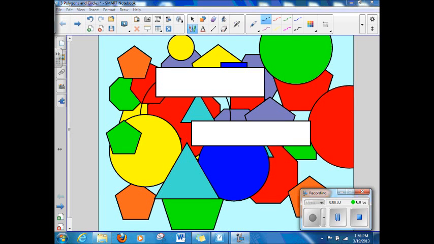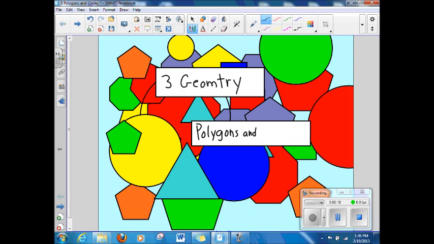Today we start our third lesson in geometry. So far we have studied lines and we have studied angles. And today's lesson is on polygons and circles. If you take a look at the screen behind these two title cards, you probably can see some polygons and circles, and maybe you have some ideas of what they might be.